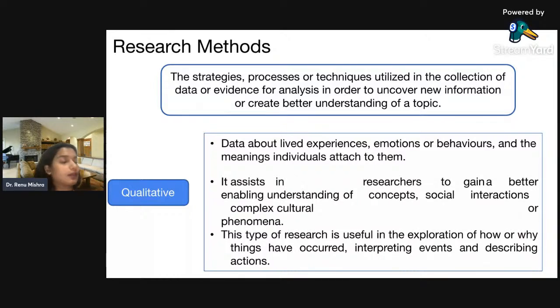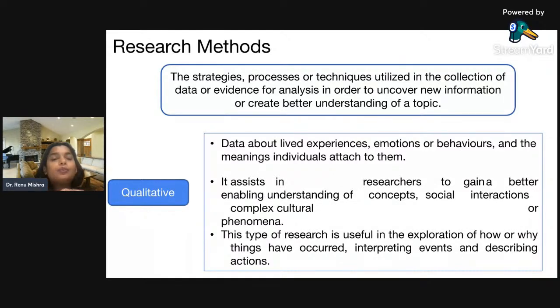Okay, now coming back to understanding about research methods. Research methods are all those ways to collect the information, to work on the information. Now, understanding about various types of research methods. First is qualitative. Just pay attention here: what exactly is qualitative research?